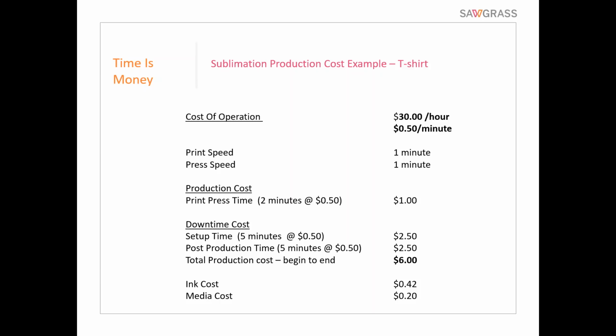At the very end, you have to take the shirt, pull off the transfer. You're going to have to fold the shirt up. Maybe you got a little bit of quick paperwork. Clock's still ticking at 50 cents a minute. So that was $2.50. So my total production costs with my downtime factored in and my print press time came out to $6.